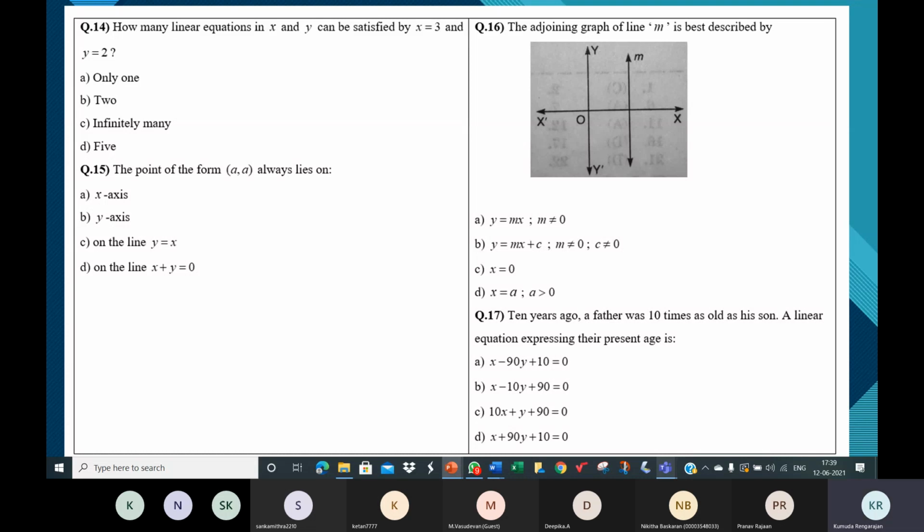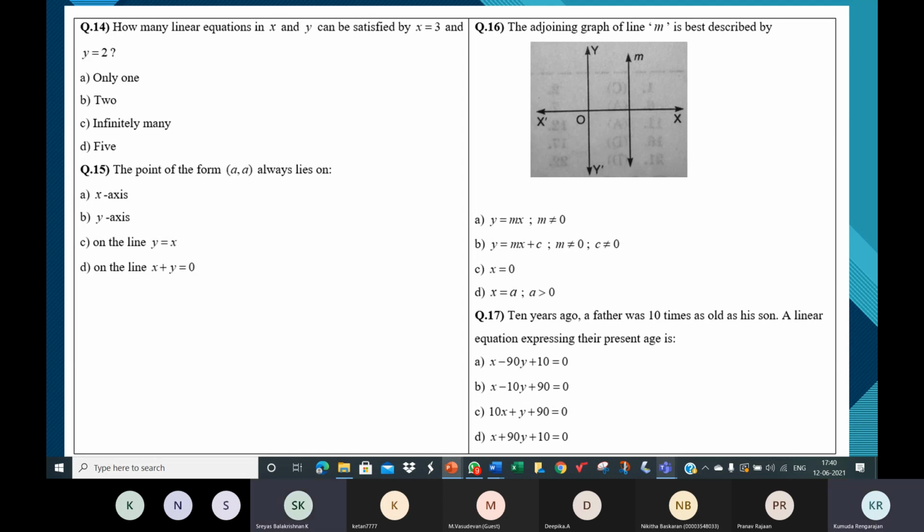The point of the form A comma A always lies on the line x plus y... y is equal to x, ma'am. Okay, so of the form A is equal to A, that is 1 comma 1. The point of the form A comma A, let's take some examples like 1 comma 1, 2 comma 2, 0 comma 0, 3 comma 3. It can be 3.5 comma 3.5, minus 3.5 comma minus 3.5. So the point of the form A comma A, the x coordinate and the y coordinate, their values are the same.